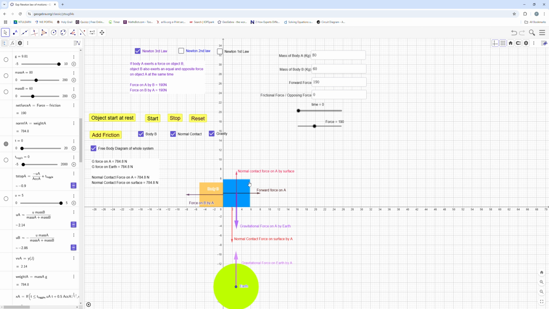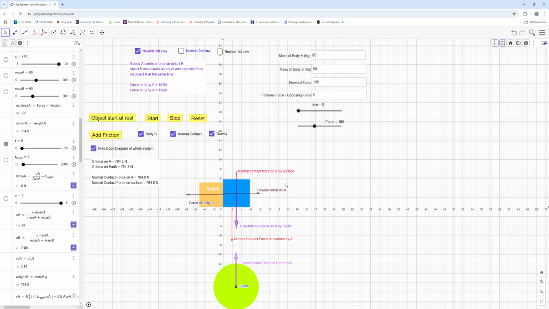We also added the agent-object notation that is recommended by research. The agent-object notation means that we identify the agent of the force, meaning where the force comes from. Then we also identify the object that the force is applied to. So that we don't just say friction, we don't just say normal contact force, we don't just say gravity, but we say normal contact force on A by the surface. This helps the students to identify the force pair.